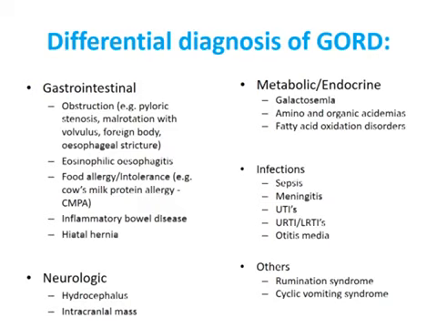So what else must you think of in a patient that has reflux? Make sure it's not an obstruction. Perhaps think of a cow's milk protein allergy, inflammatory bowel disease, other neurological causes such as hydrocephalus or intracranial lesions. Think of your metabolic causes, infections, and there could be other causes. It will not be the case in most of your patients. That's why it's so important to take a good history and to do a good clinical examination.